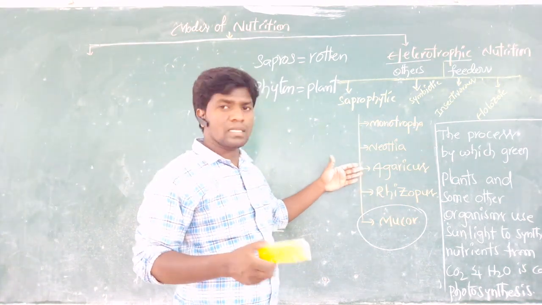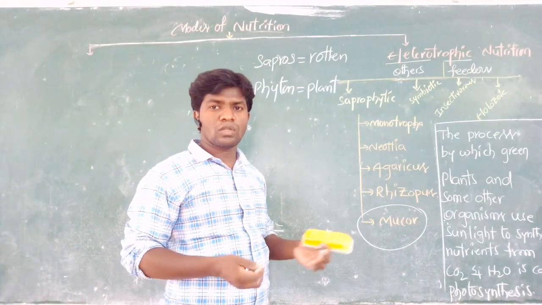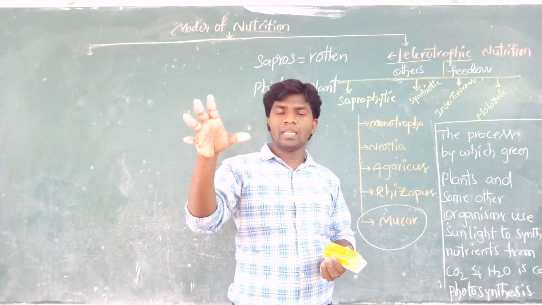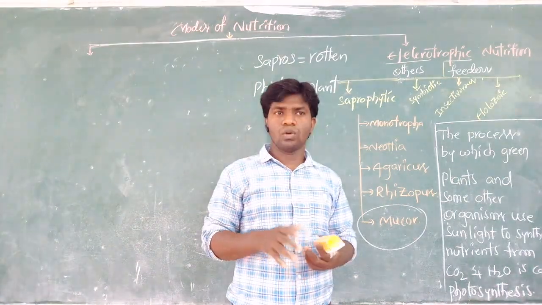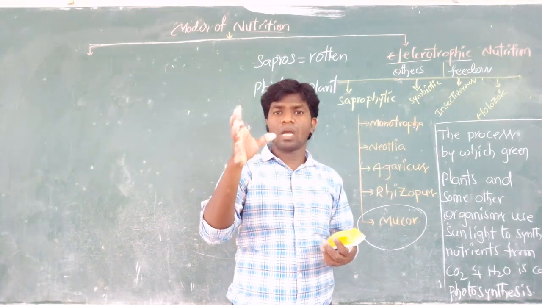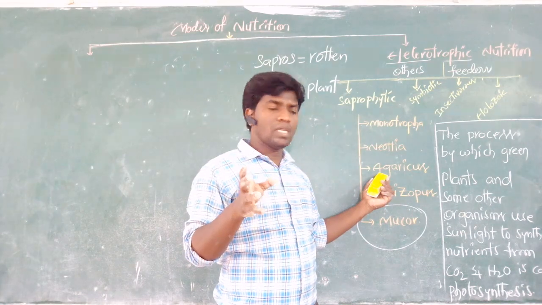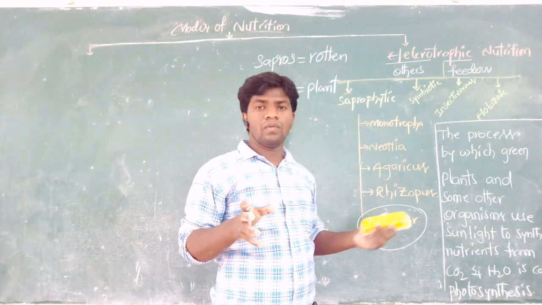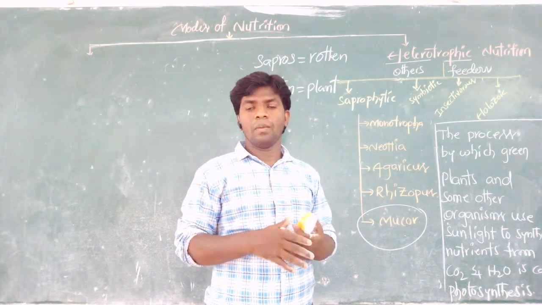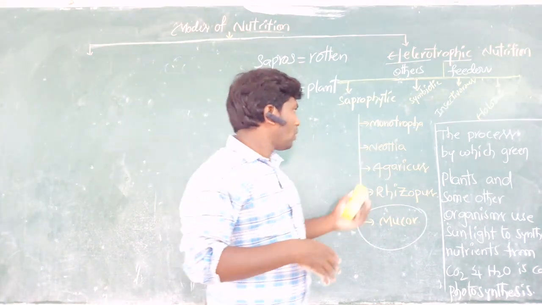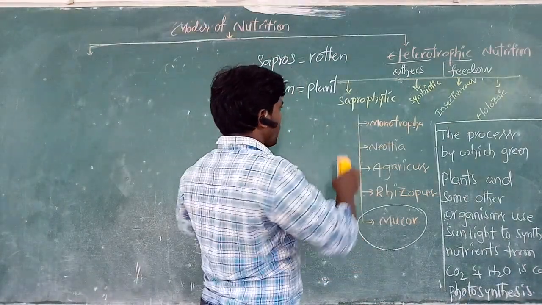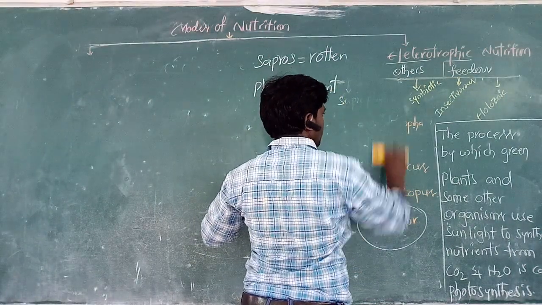And next, Agaricus, mushrooms. These mushrooms grow where dead and decaying matter is there. On the bark of very big trees, these Agaricus will grow. Mushrooms will grow on the bark of big trees. Okay, this is about saprophytic nutrition.